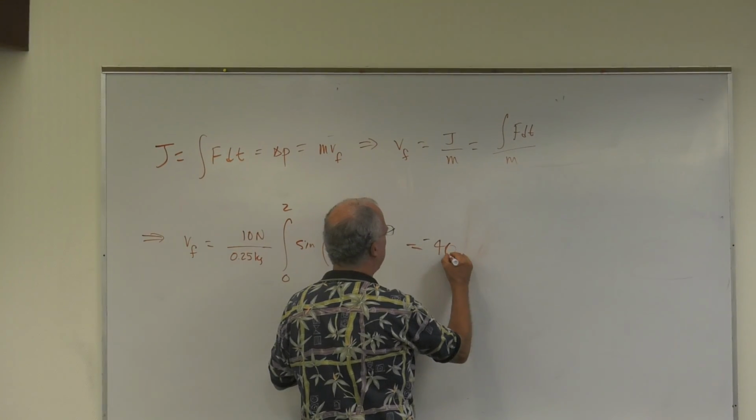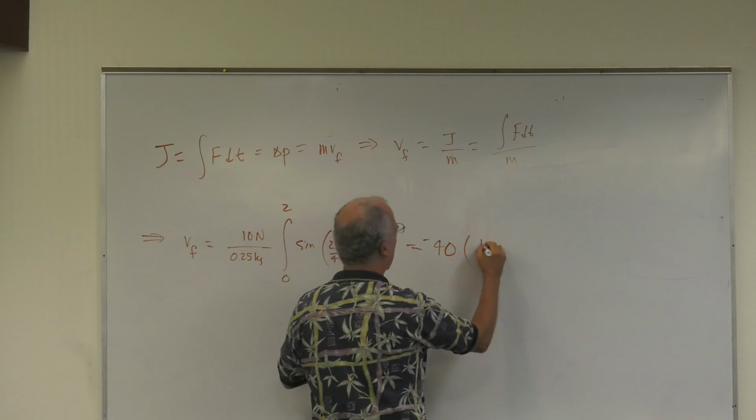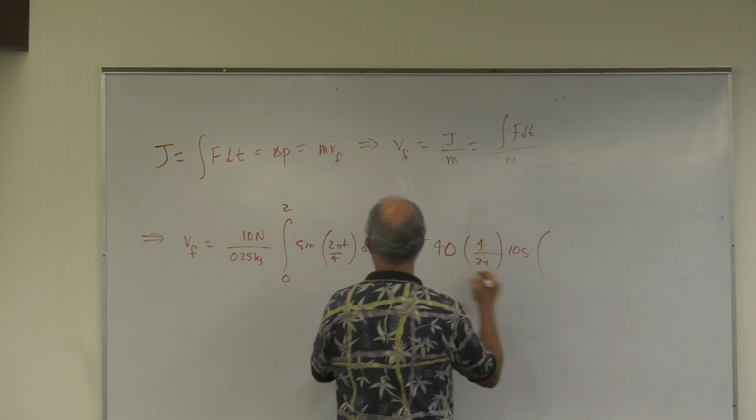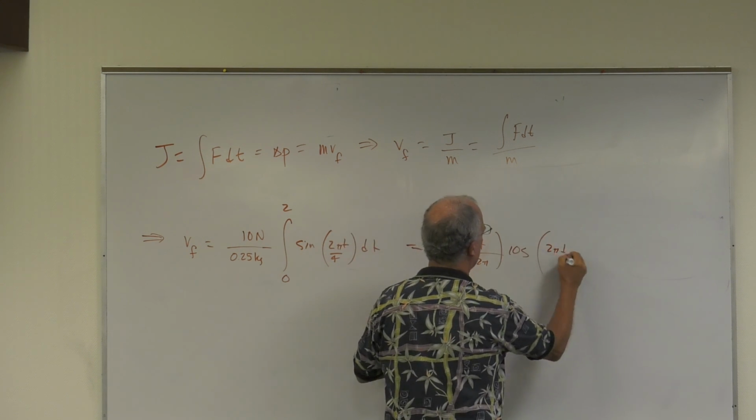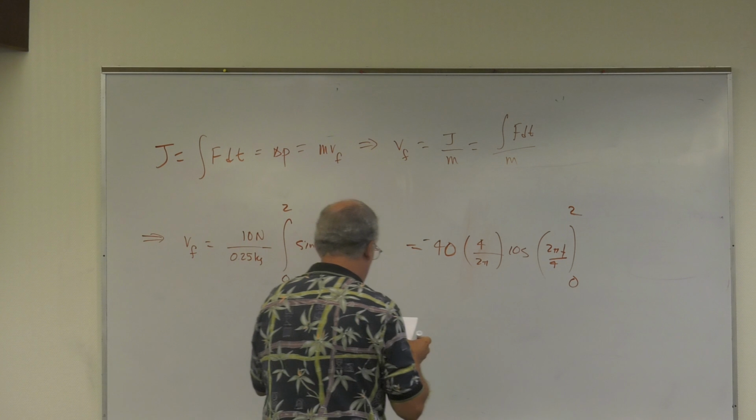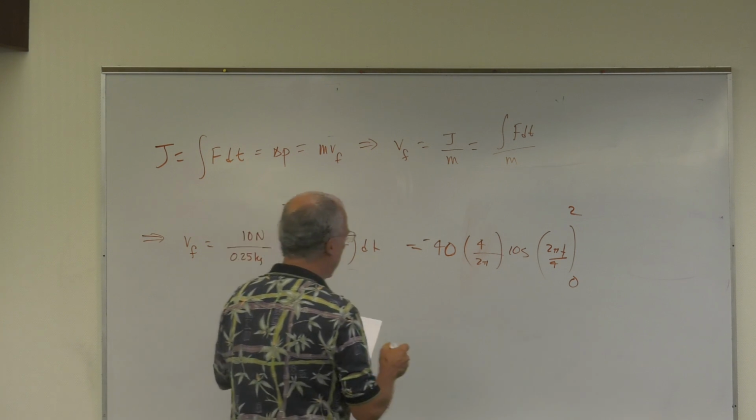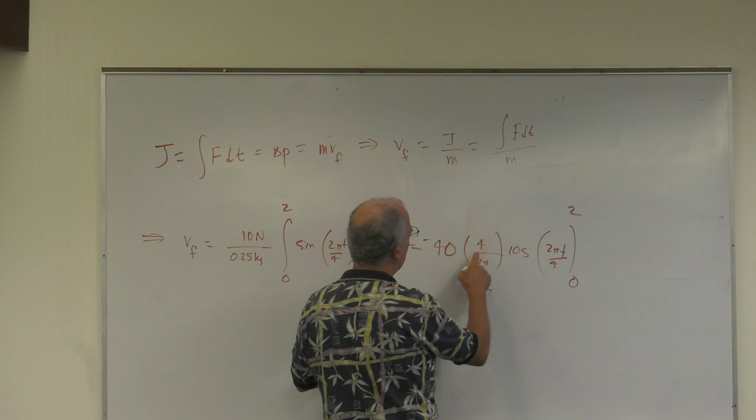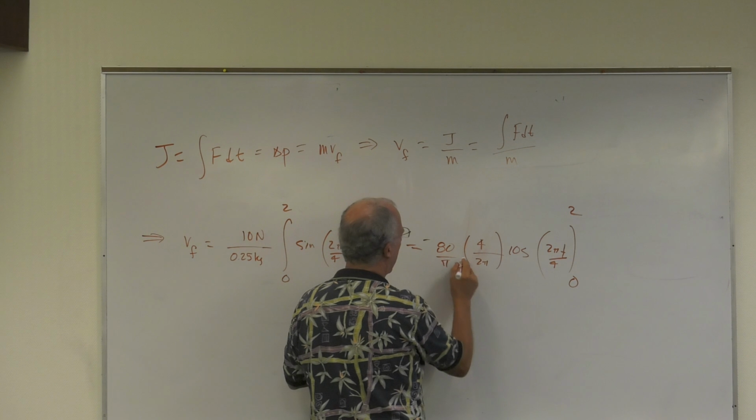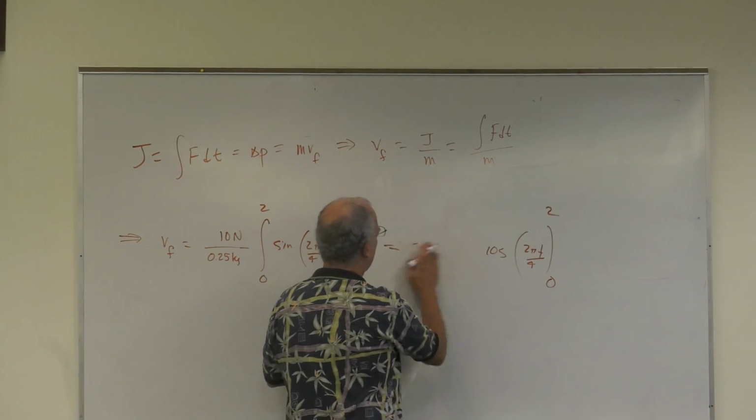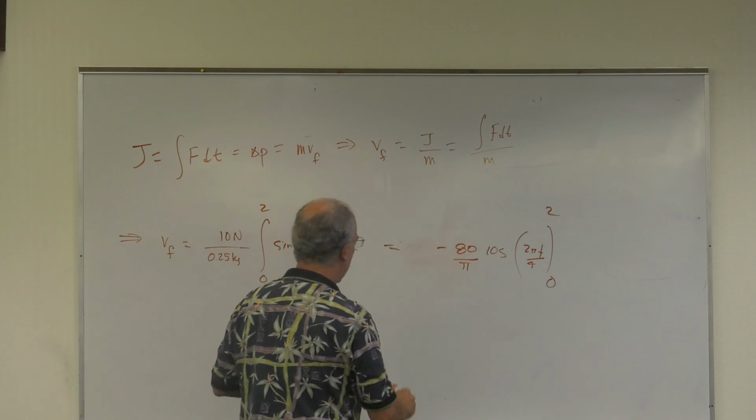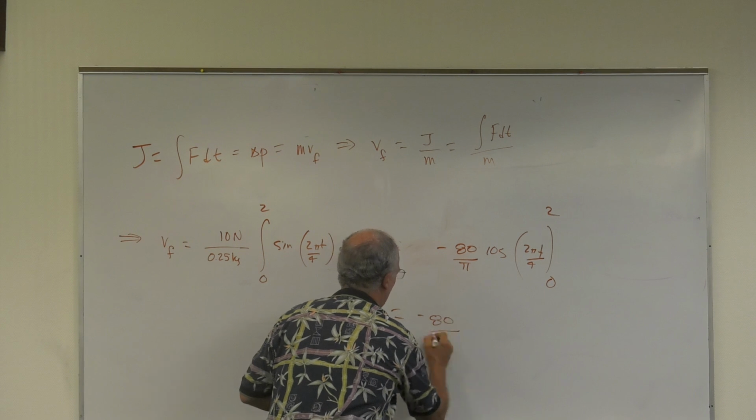So we have the minus 40, and then we have 4 over 2 pi. Then we have cosine of that thing, 2 pi t over 4, and then it goes from 0 to 2. And I get my minus sign. Okay, so let's see. 4 over 2 is 2. So 2 times 40 is 80. Then this 80 over pi. So we have minus 80 over pi.